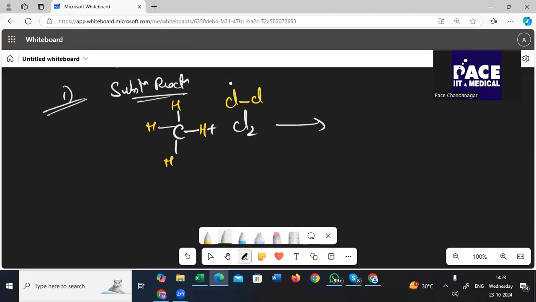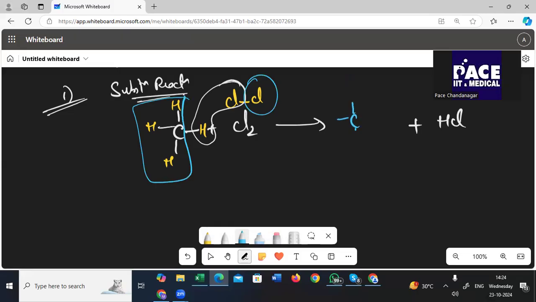Now what happens here? The bonds break. This H and Cl turn out to be HCl. And what are we left with? We are left with CH3 and Cl, so it is CH3Cl. This is a substitution reaction. This is chloromethane, or monochloromethane, as we can say.